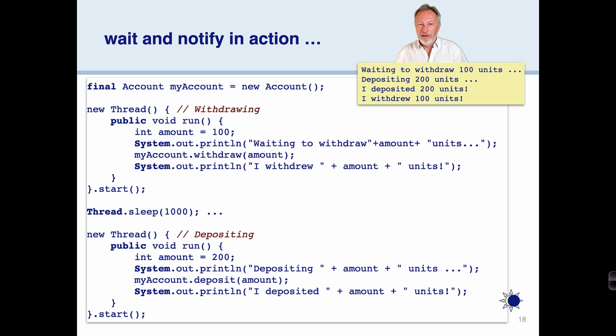Here we see an example of the account being used in practice. Here we've got a couple of threads, and one thread wants to withdraw money, another thread wants to deposit money. So this one wants to withdraw 100 units, and it's stuck waiting here. And then we have another thread which is trying to deposit, and it deposits the 200 units, and then finally this thread is woken up and continues executing.